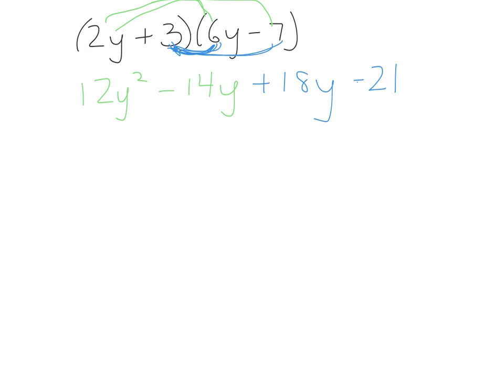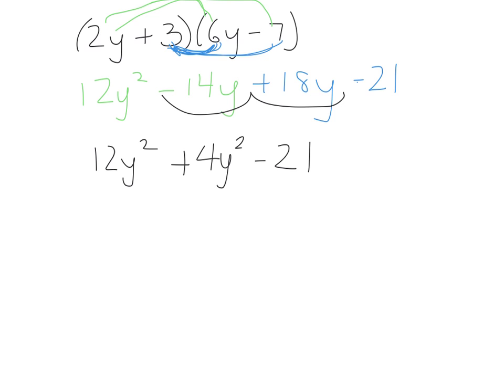So as always, we just have to be really careful of the negatives. Now I'm going to combine the middle two terms, negative 14 plus 18. So that gives me plus 4y squared minus 21.